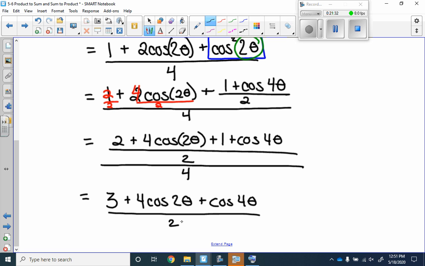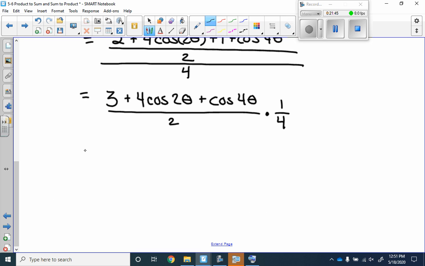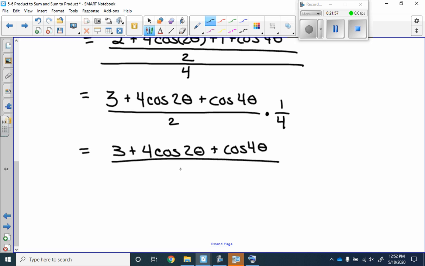Now this is all being divided by 2. It's then being divided by 4. So we can multiply by that reciprocal of 1/4. Sorry, this is all getting smushed here. So then we're going to get 3 plus 4 cosine 2 theta plus the cosine of 4 theta all over 8. If you wanted to do this as 3/8 plus 4/8 cosine 2 theta plus 1/8 cosine of 4 theta, you could do that too.